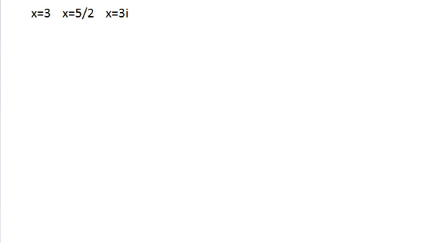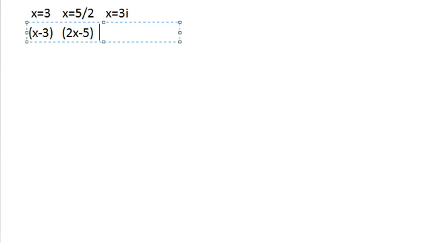Okay, here in example 2, we're doing basically the same thing, but we have x equals 3, which we know as a factor is going to be x minus 3. We have x equals 5 halves, which we know as a factor is going to be 2x minus 5. But then we have x equals 3i. Anytime you have an imaginary or an irrational root, you know its conjugate will also be a root.